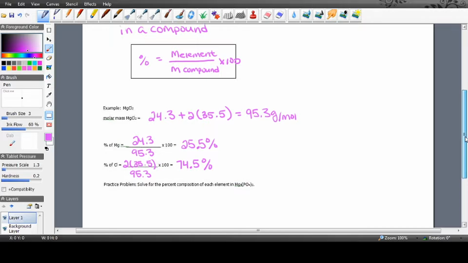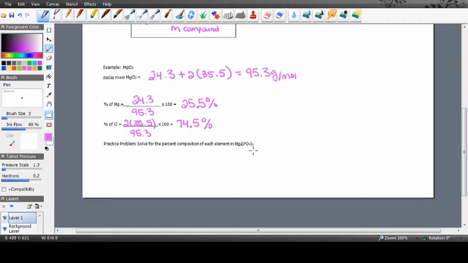Let's do one more example. Percent composition for magnesium phosphate. Well, the first thing we need is the molar mass of the entire thing. So 3 times my 24.3 for my magnesiums, plus 2 times my molar mass of phosphorus, right? Because I have 2 phosphates. Now you could get the molar mass of phosphate and multiply that whole thing times 2, or you could distribute the 2. So I'm just going to distribute.